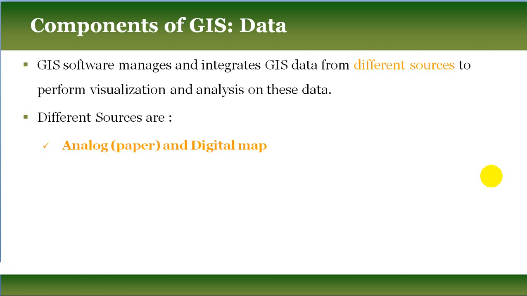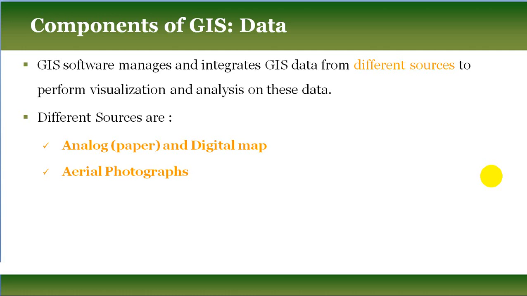If you have any paper or digital map, or any analog or digital map, that means if you have a cadastral map, a topo sheet, a thematic map, or a topographic map, either in paper form, analog form, or digital form for any particular area, you can use it as GIS data. If you have aerial photographs, photographs captured from an aerial platform like a helicopter, an aeroplane, or an unmanned aerial vehicle like a drone.